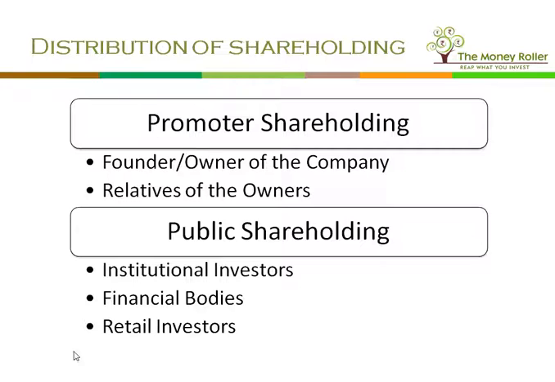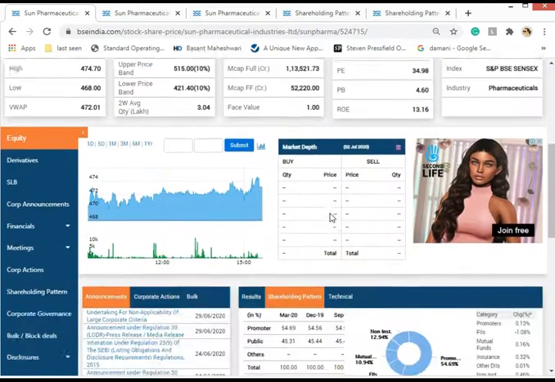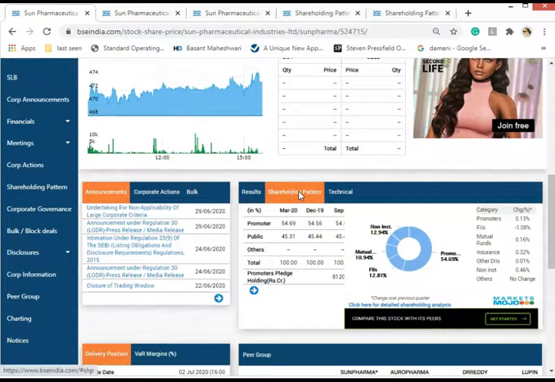Now what we are going to do is directly go to the BSE's website and go through one particular example, and then we will discuss this topic further. Here I have loaded the website of BSE, Bombay Stock Exchange, and I have already searched for Sun Pharmaceuticals. You can search for whichever company you want in this search bar. Then we scroll down a little bit and you can see there is shareholding pattern. Under shareholding pattern we can understand that the promoters are holding 54.69% shares and the public is holding 45.31%. So the promoters are holding the majority, more than 50%. That's what we understand.